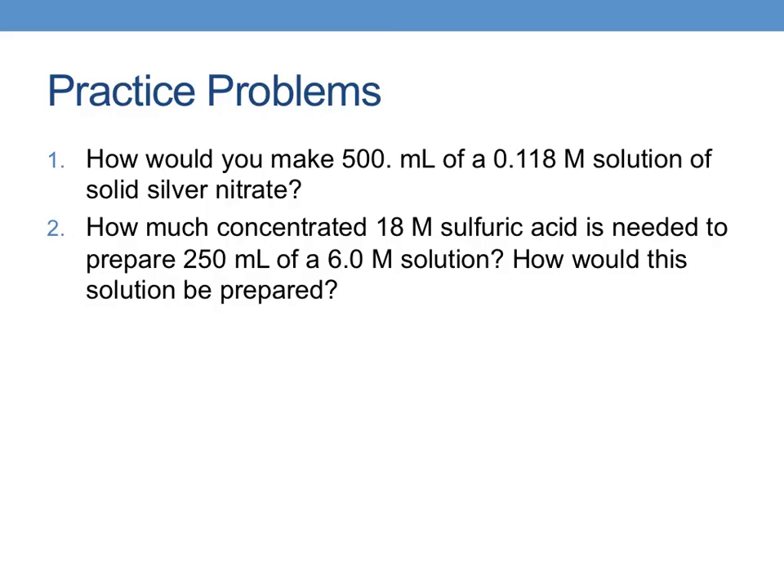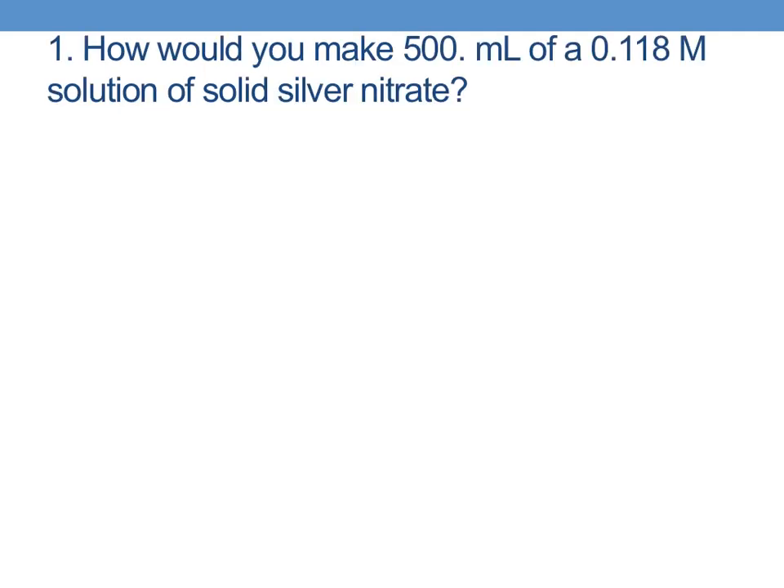So here are two practice problems. Give them a try, and then the answers are farther in the video. Looking at practice problem 1, how would you make a half a liter of 0.118 molar solution of solid silver nitrate? So basically we're going to have to measure out some amount of silver nitrate and add it to water until we have the correct amount of solution.